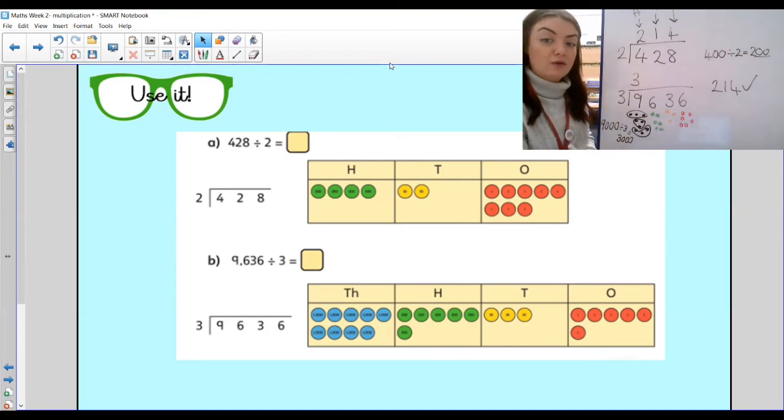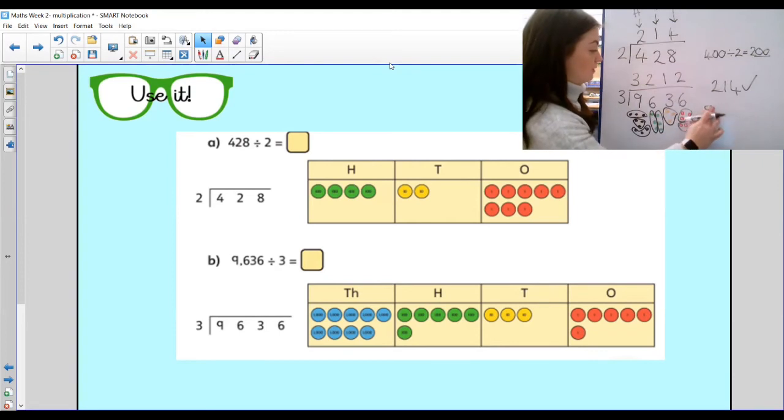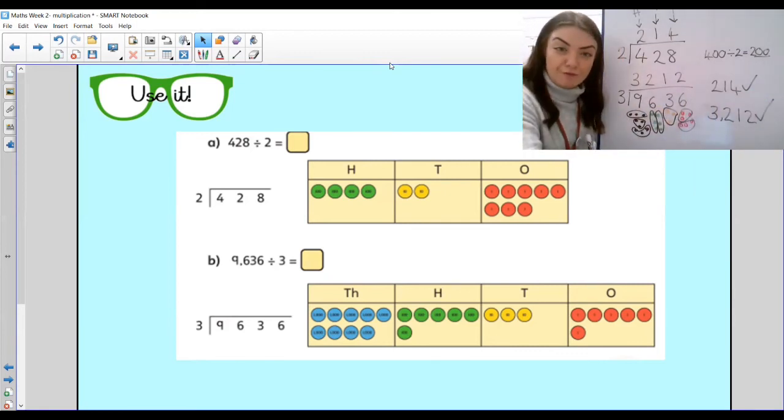As long as you've got that understanding of what this quicker method is showing us, then that is brilliant. So 600s here, how many groups of 3 can I make from my hundreds? I can make 2 groups, so my answer would be 2 in the hundreds column. How many groups of 3 can I make with my tens? I can make 1 group. And then how many 3s can I make from these 6 ones? I can make 2. So my answer to 9,636 divided by 3 is 3,212. Well done to you if you got that right.